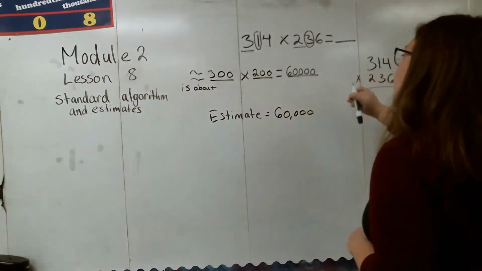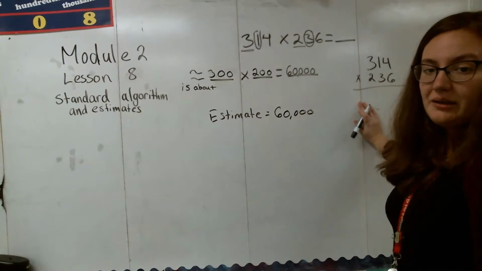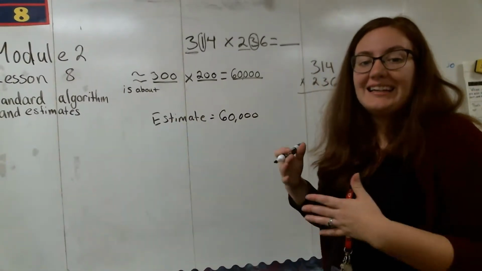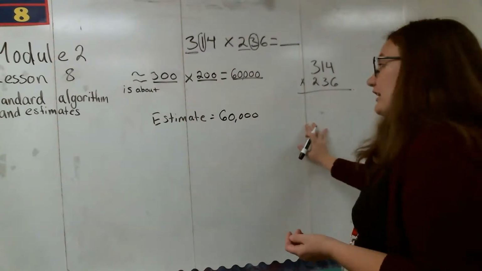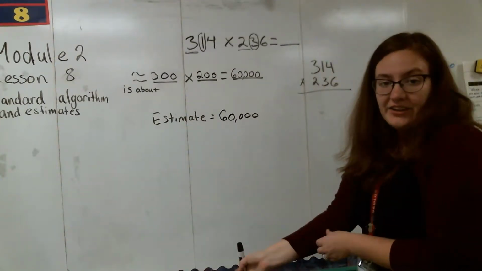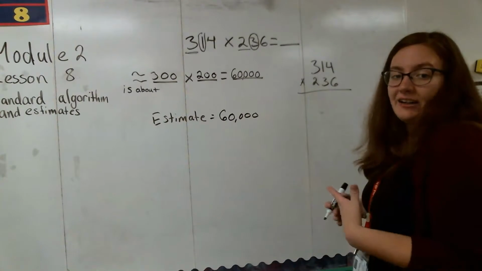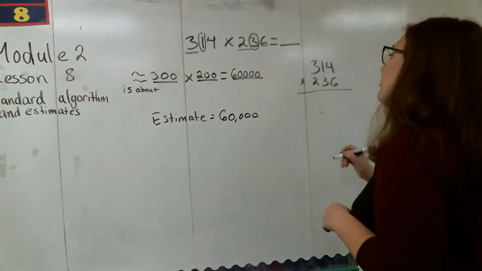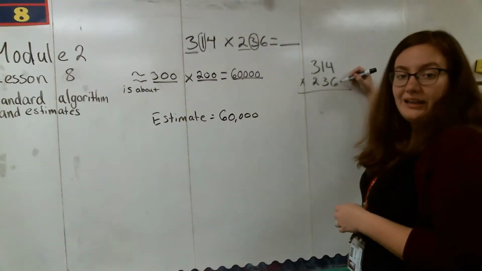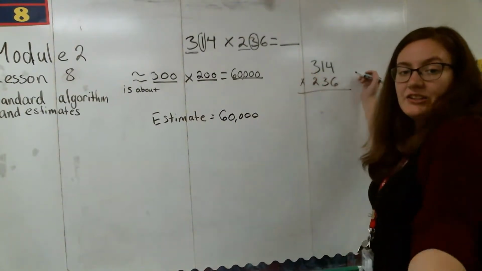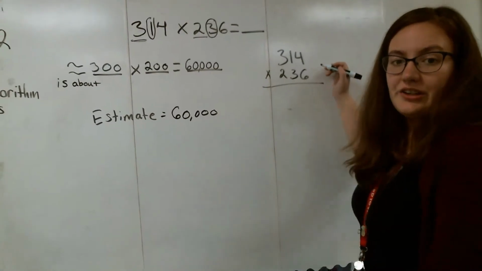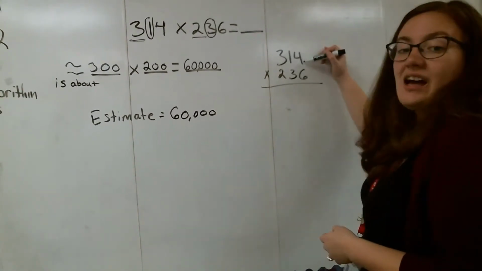So when I go to multiply with my standard algorithm, my answer isn't going to be exactly 60,000, but it will be close to that. So let's go ahead and start multiplying with our standard algorithm and see if we can get close to this number. So we're going to start with our ones place. Remember, this 2 and this 3 right now do not matter. So I'm going to scooch you in closer so you can see this. So we're going to start with 6 times 4.